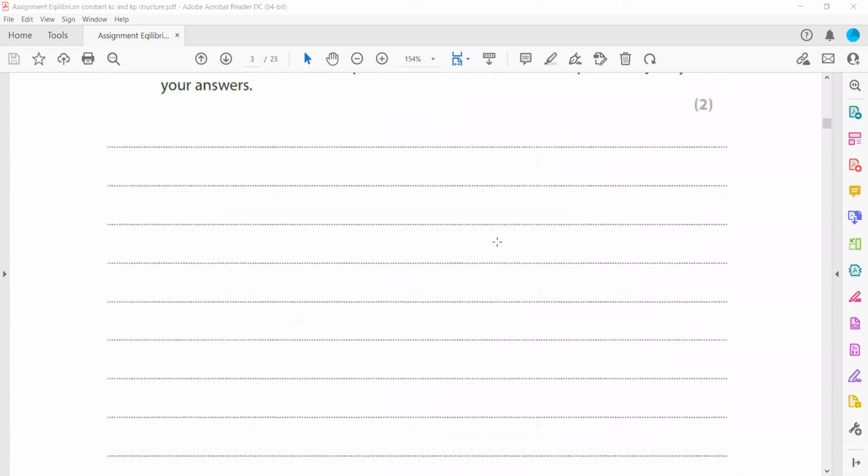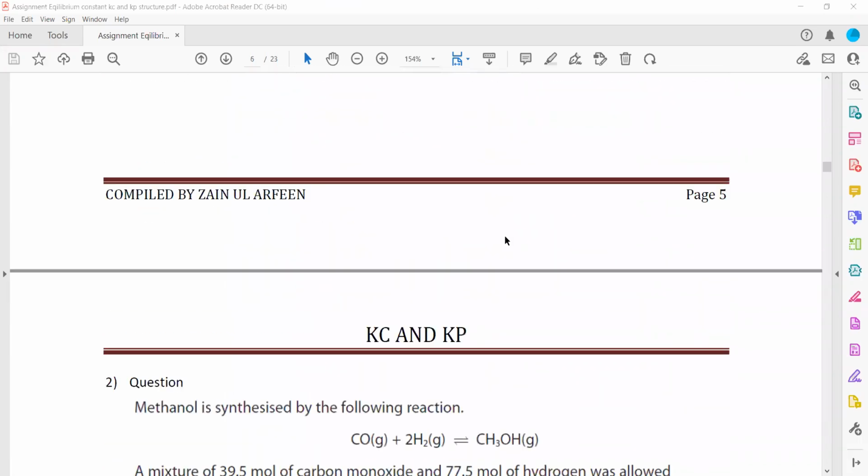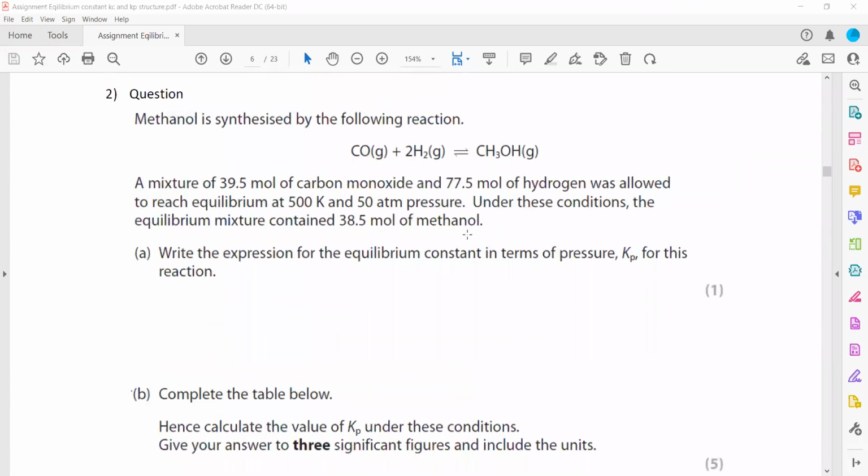So question number 2. Question number 2: methanol is synthesized by the following reaction. So there is a reaction like this by which methanol can be synthesized. A mixture of 39.5 moles of carbon monoxide and 77.5 moles of hydrogen was allowed to reach equilibrium at 550 atm pressure. Under these conditions, the equilibrium mixture contained 38.5 moles of methanol.